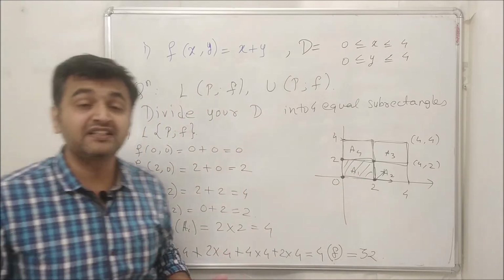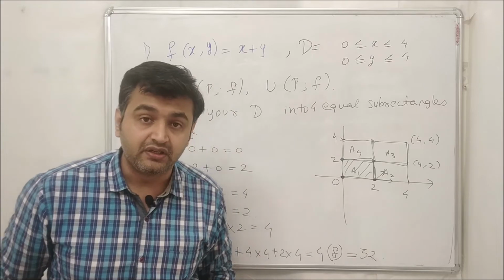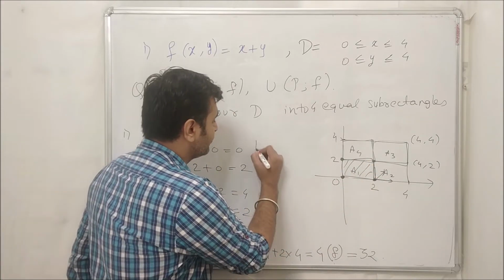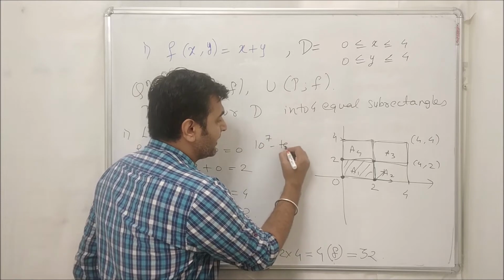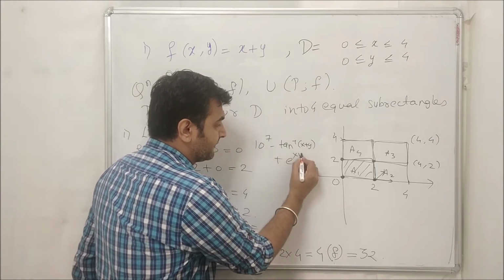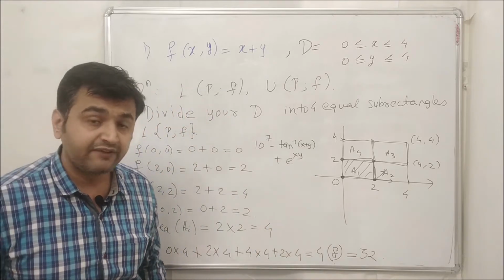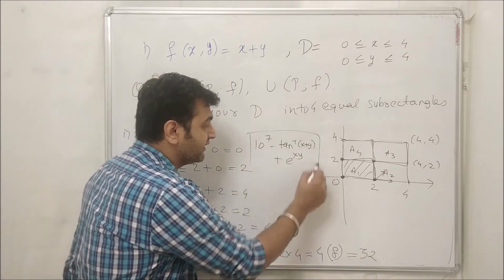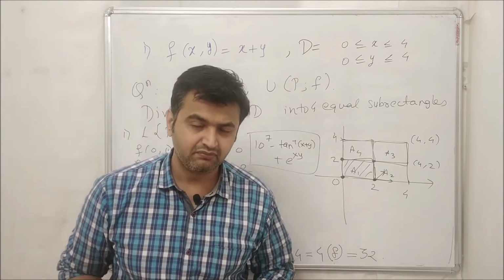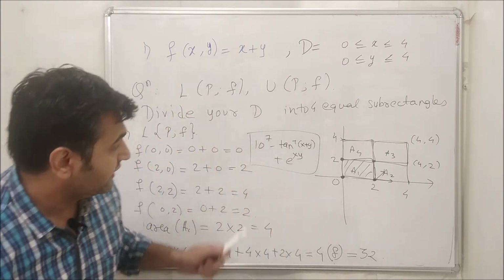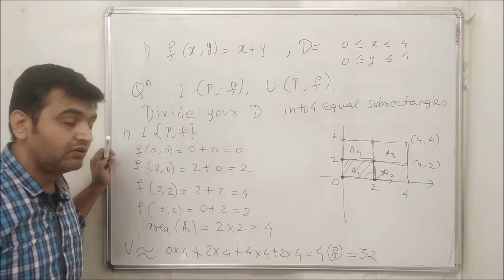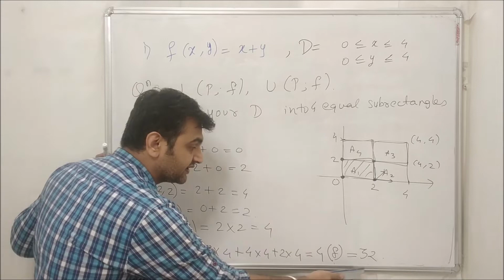But when you have complex functions, it becomes difficult to tell at which point the function will take the minimum value. Suppose I give you 10 raised to 7 minus tan inverse of (x plus y) plus e raised to xy, then it becomes difficult to tell at which point the function will take the minimum value. Okay, that's why iterated integrals are much better to play with. But anyways, I hope you understood how to find the lower Riemann sum, which is 32 in this case.